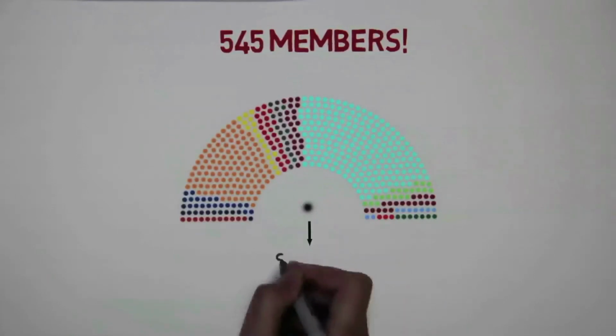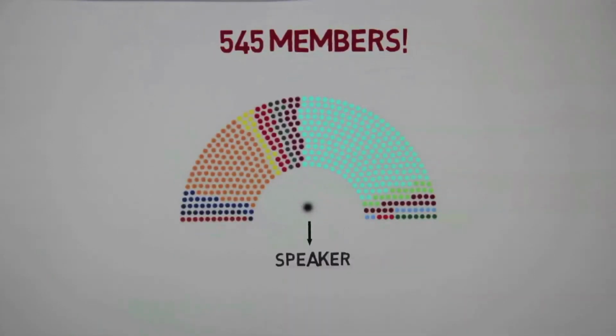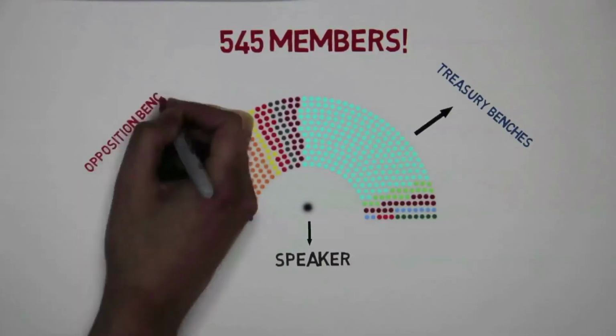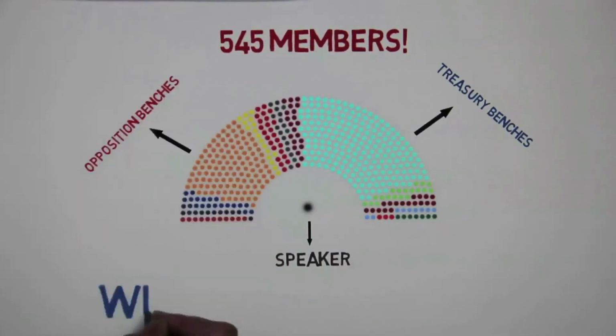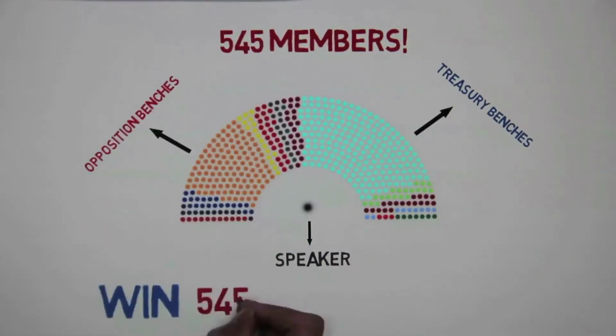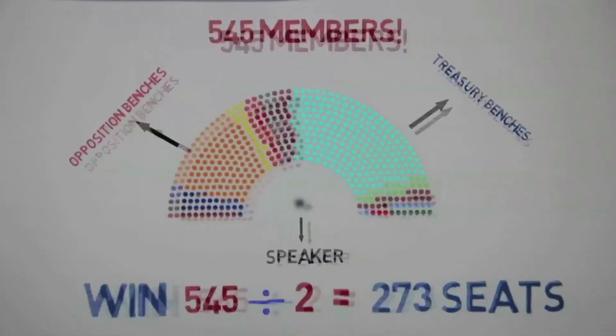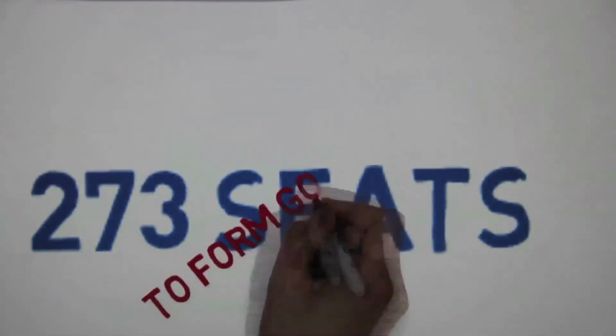This is how the Lok Sabha looks like. The officer in charge of the Lok Sabha is called the Speaker. The ruling party sits on the right side of the Speaker on the treasury benches. And on the left side, we have the opposition. A party needs to win half of the total seats. That is, win 273 seats in order to form a government.